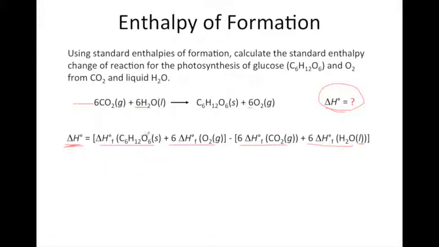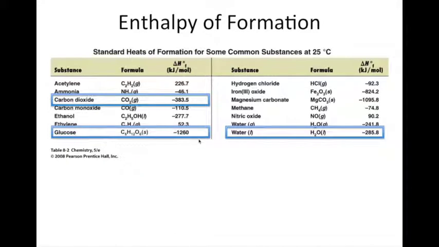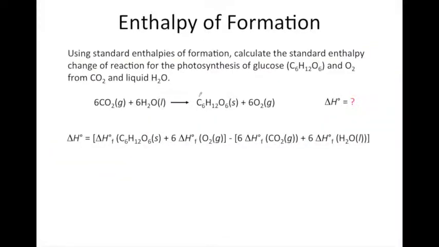So now all I have to do is look on my table and get the enthalpies of formation for each of these substances. So I can look on my table here. Again, this is the abbreviated table. Get the enthalpy of formation for glucose, carbon dioxide, and water. Now, notice that O2 is not on here. Remember, O2, that's the elemental form of oxygen, so the enthalpy of formation of O2 gas is assigned a value of 0.